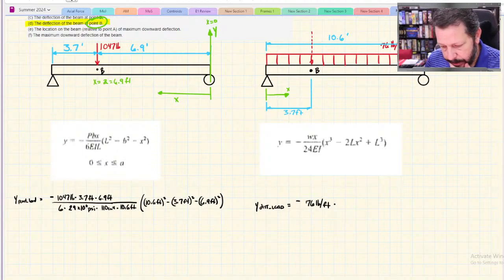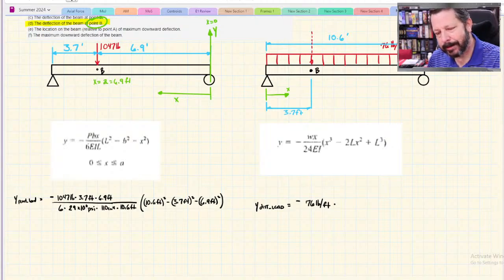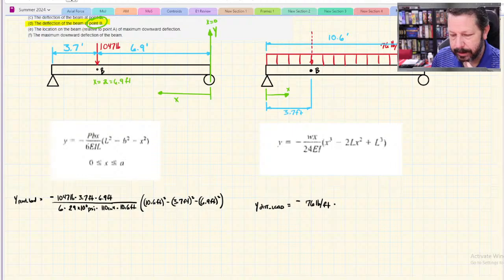Let's see, we have W, X in this. So now forget all that, and the distributed load is a lot simpler. I should have started with it, I guess, now that I think about it. The distributed load is evenly distributed, so the mirror image of it is the exact same. It doesn't matter which way we look at it. So I need 3.7 feet here.